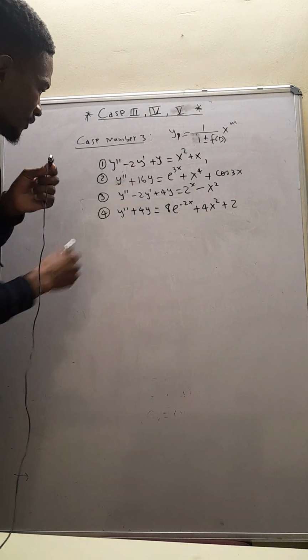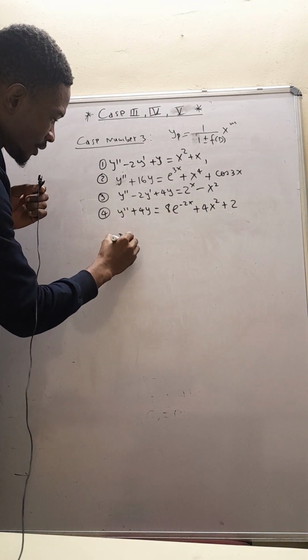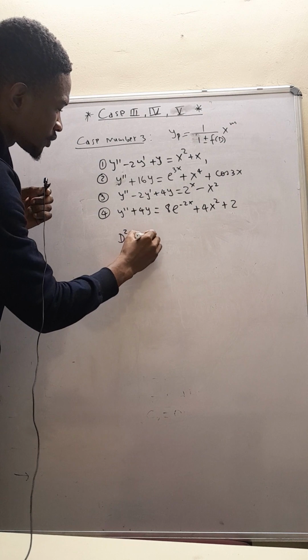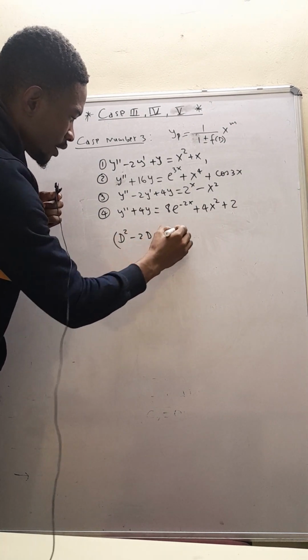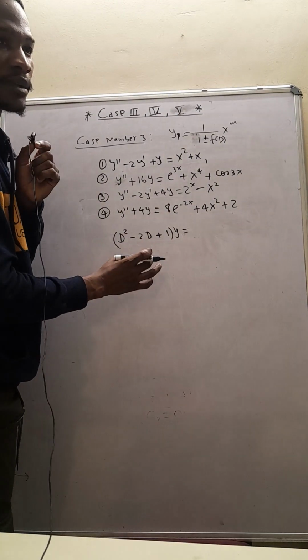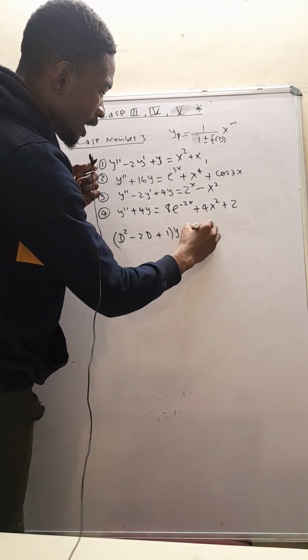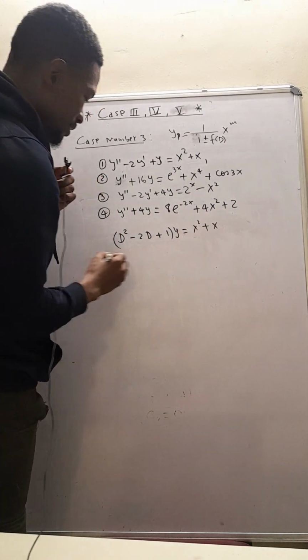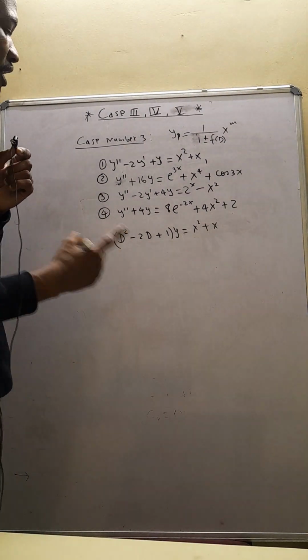Let us pick the first equation. The first equation will be D squared minus 2D plus 1. I'm writing now the differentiation operator equation. It must be equal to x squared plus x. Now, the first thing, find your yc, then find your yp.